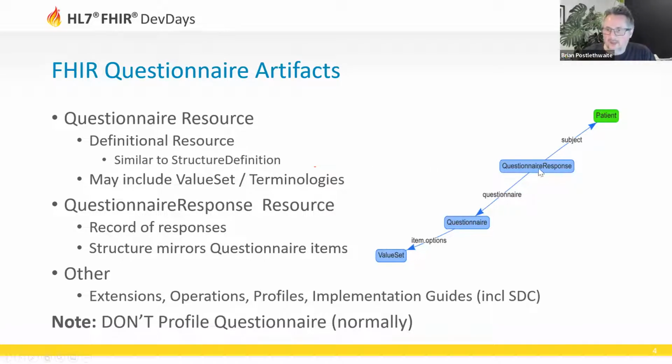And so we can see that there's that relationship between the questionnaire response to the subject, which is a patient, but it could also be for other things. It doesn't have to just be for patients. And then the questionnaire response points back to the questionnaire and then through to the value set if they exist.